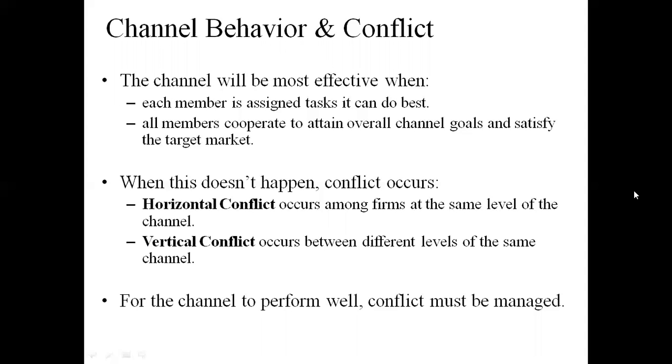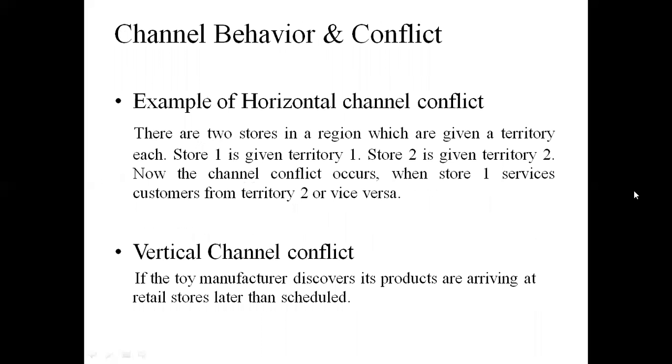So horizontal conflict is conflict among channel partners belonging to the same level, like the issue between two or more stockists or retailers of different territories. And what are the grounds of that? Maybe pricing or manufacturer's bias. So this kind of conflict happens at the same level, like the retailer level, or the stockist level.